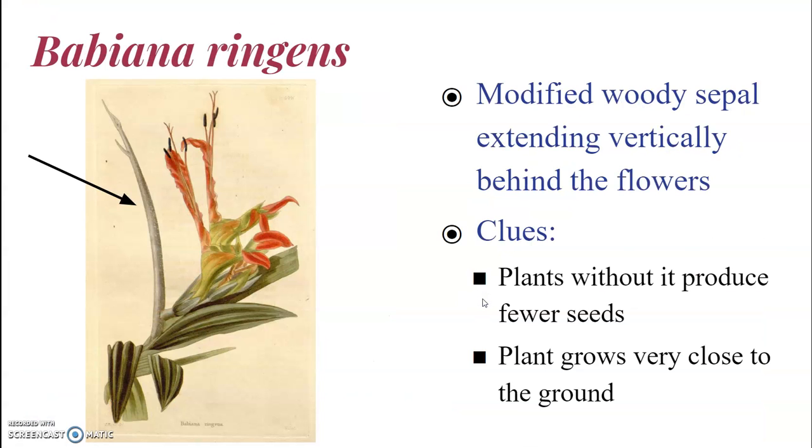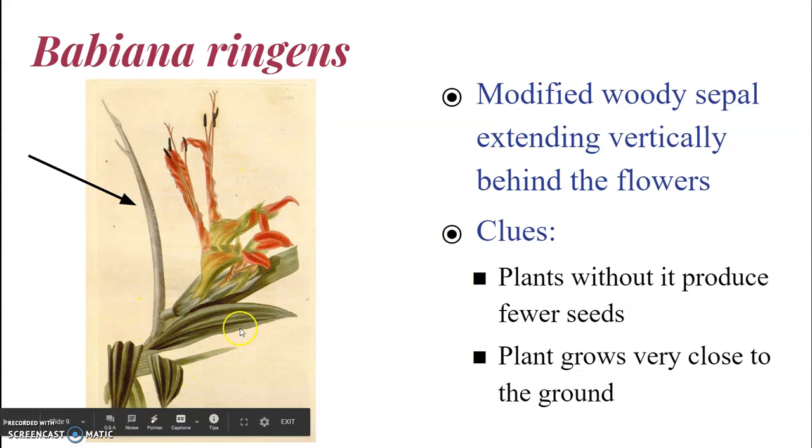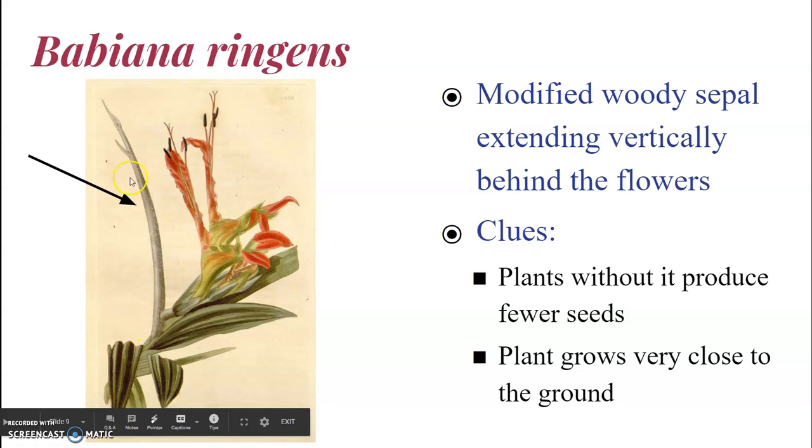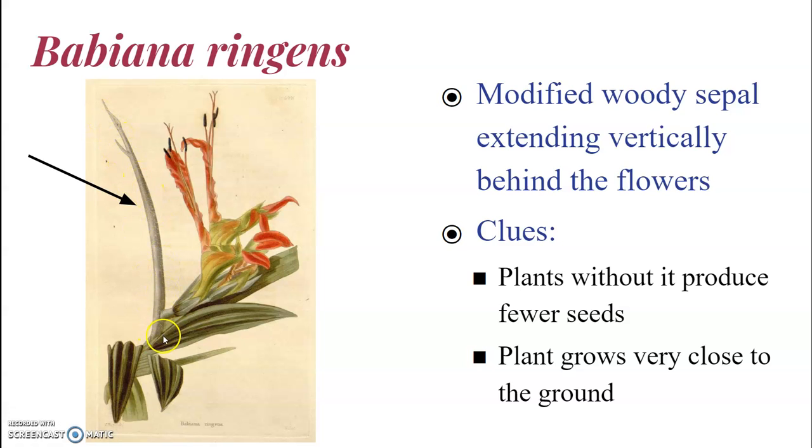Here is our next one, Babiana ringens. They have a modified woody sepal extending vertically behind the flowers. And so this is a plant. Here are the flowers. This is a fleshy plant, but they end up with this woody stick-like structure called a sepal that extends vertically behind the flowers. I'll let you know that plants without it produce fewer seeds, and the plant grows very close to the ground. So why would they end up creating this woody sepal here?